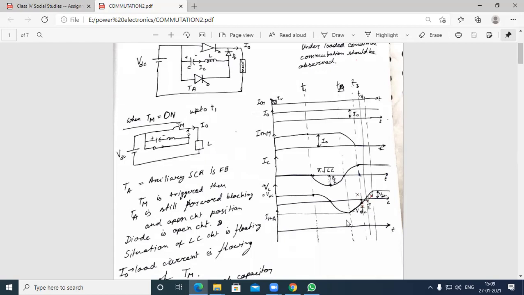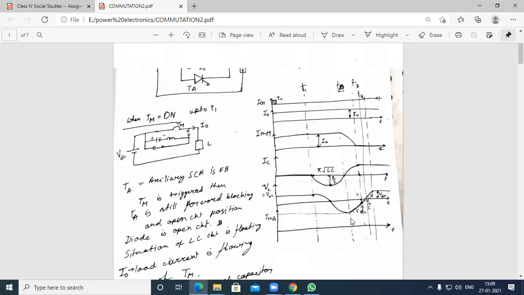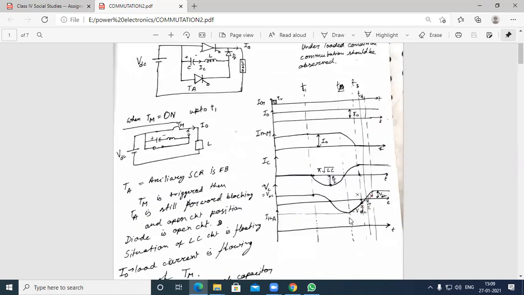So thyristor turn off is happening at point T3. The main thyristor has negative voltage from T3 to T4. This is the circuit turn off time. Okay. So now after T4, the main thyristor slowly enters into the forward blocking state.